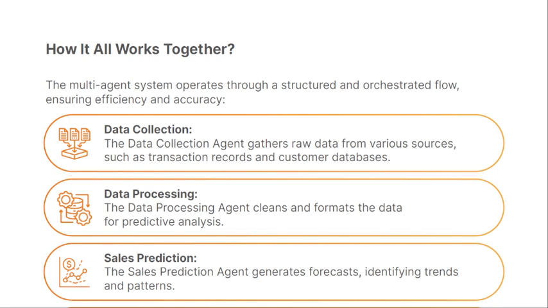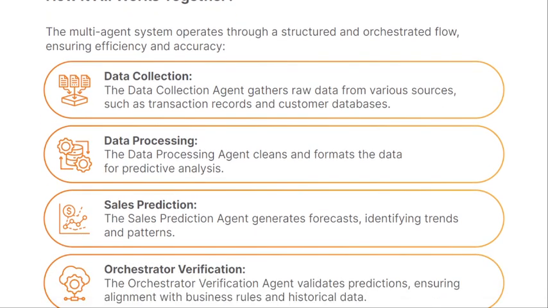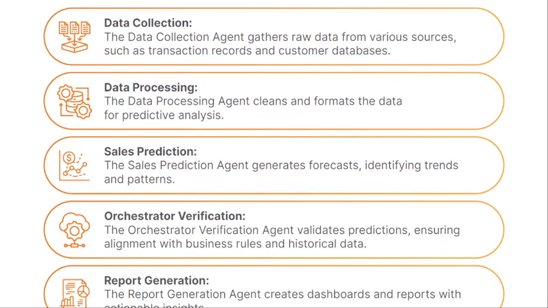For example, we have thousands of transaction and customer records, and those records are stored in the customer database. That agent collects the data from the database, and they all work together in the multi-agent system. Here we are going to discuss the multi-agent perspective: data processing and sales prediction. The data processing agent cleans and formats the data for predictive analysis, based on whatever data they collect.